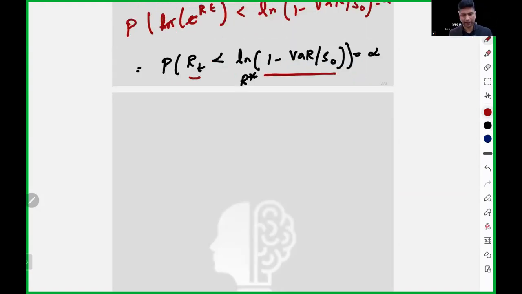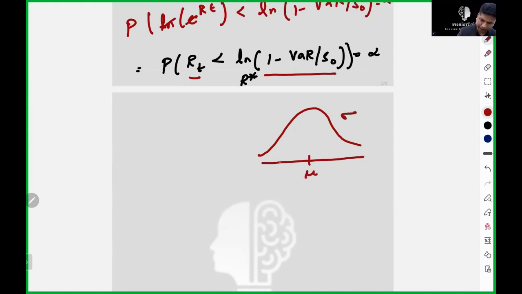So in this equation, this part, this 1 minus VAR by S0, this log normal of that entire thing, we can say is a return R star, which is the minimum return. Like anything lower than that is going to be in the significant zone. So you can say that this return, which is obviously normally distributed, we had this assumption of this being mu, and the standard deviation of this is sigma. This return R star is such that anything less than that is the total loss value.